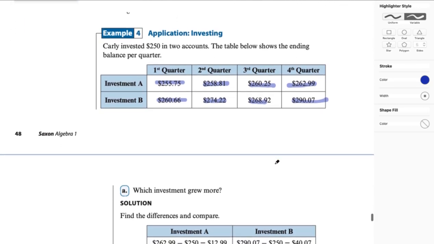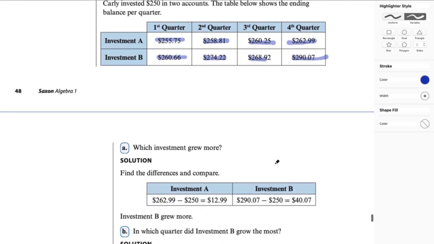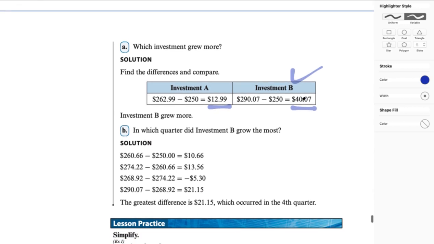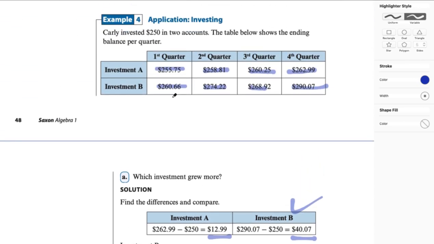The first thing we're asked is, which investment grew more? And we talked about that, looking at the ending point and the starting point, subtracting it. And we saw that investment B definitely did better. And in which quarter did investment B grow the most? And so this is a matter of looking at investment B and checking out the differences and seeing what's the greatest amount of growth.